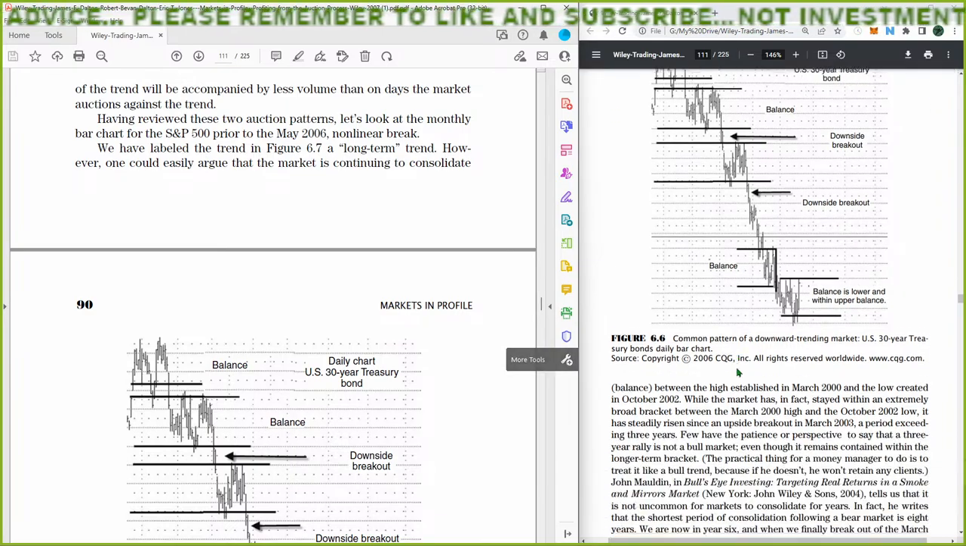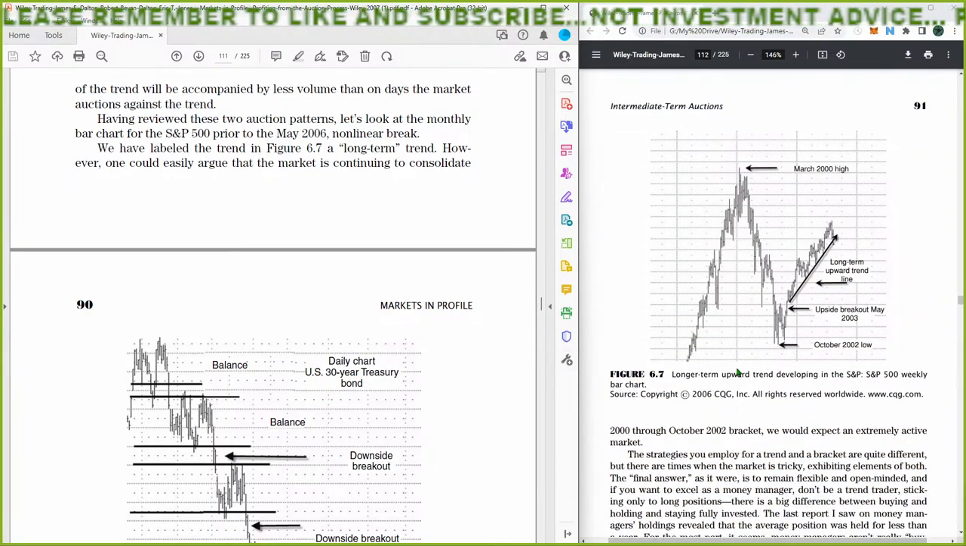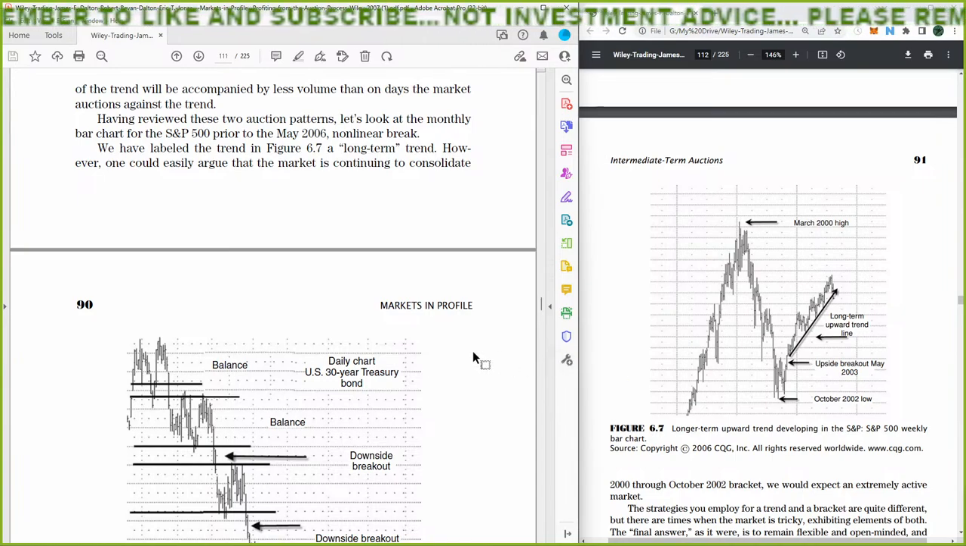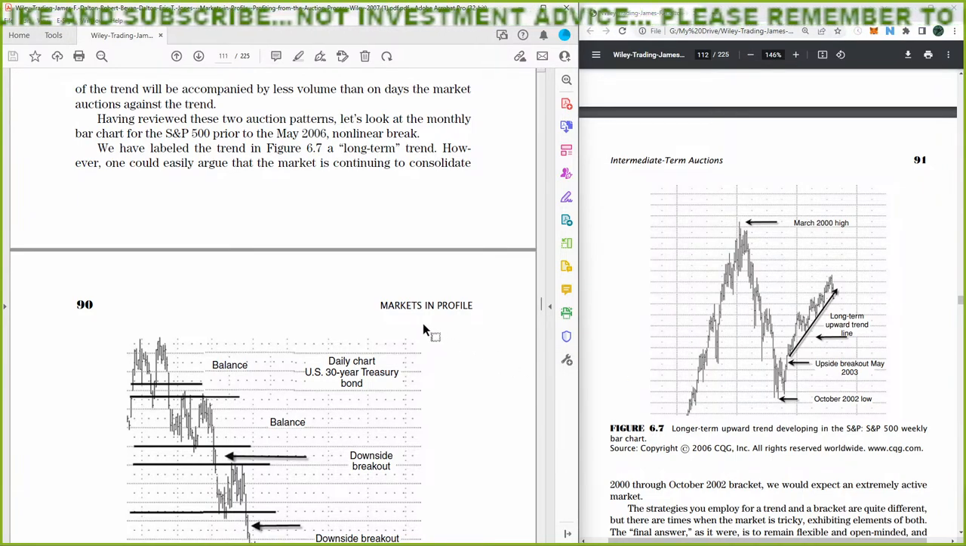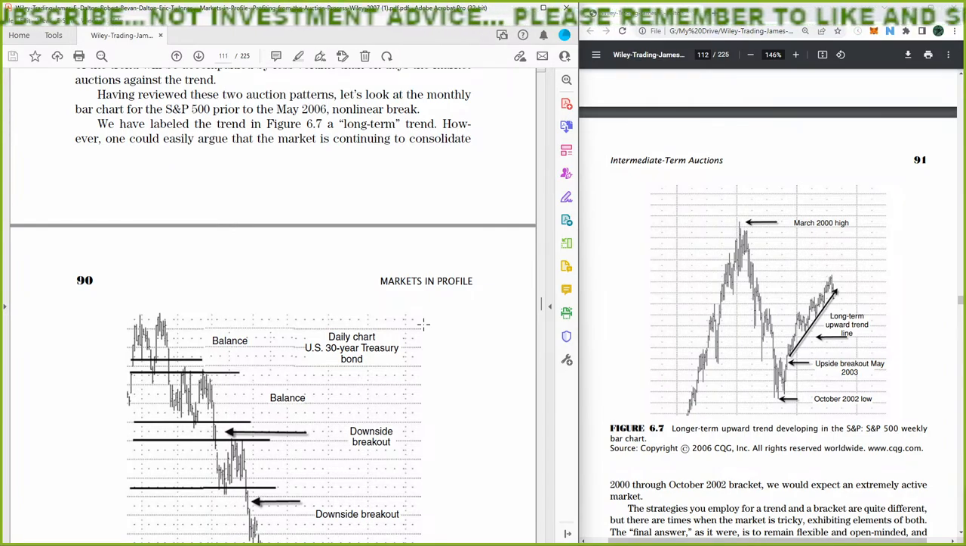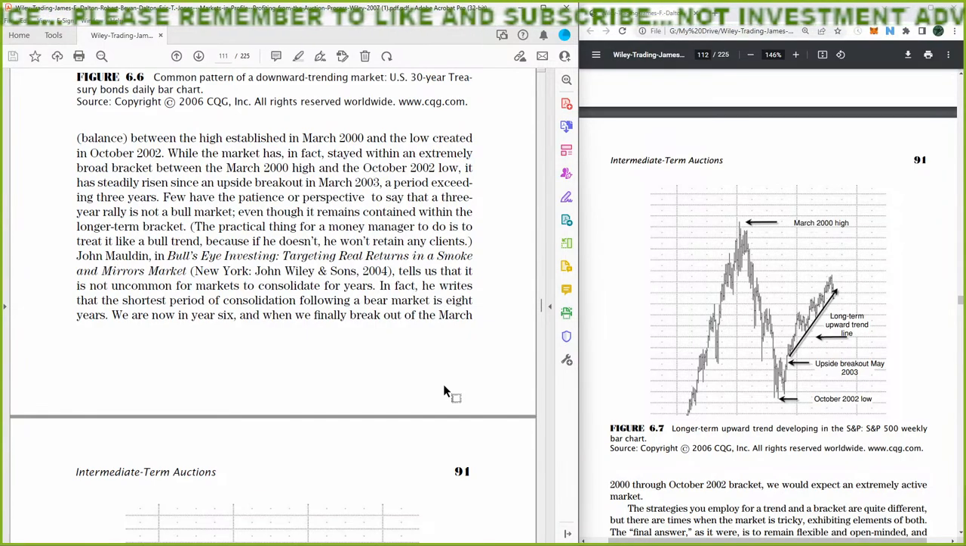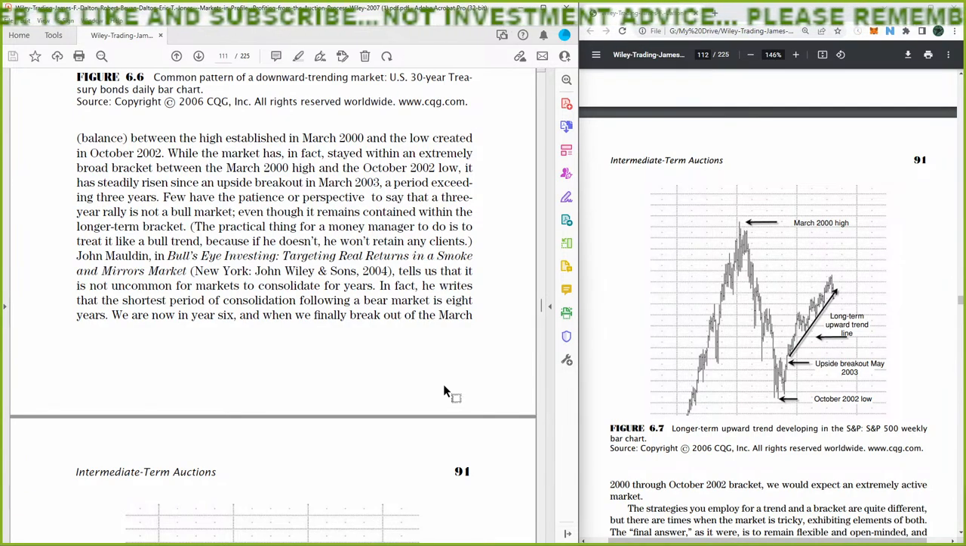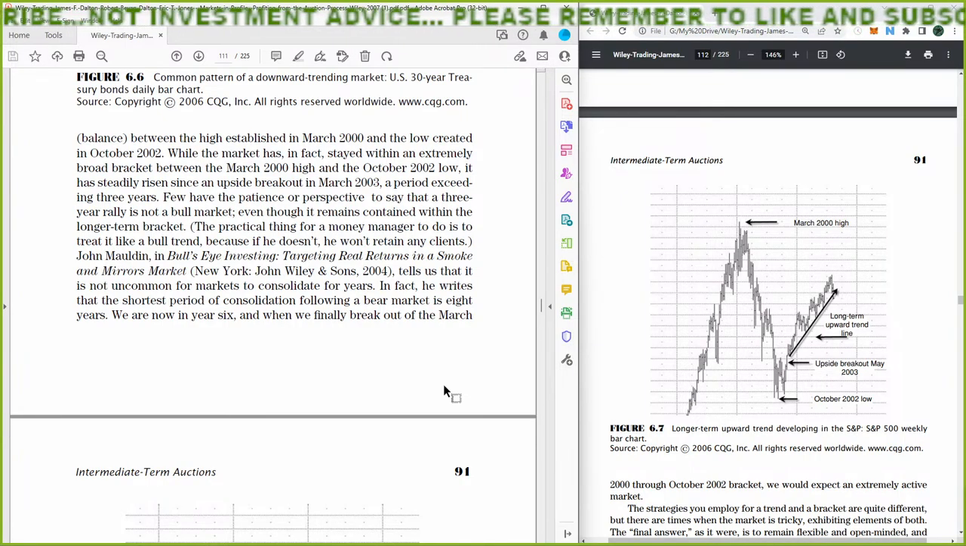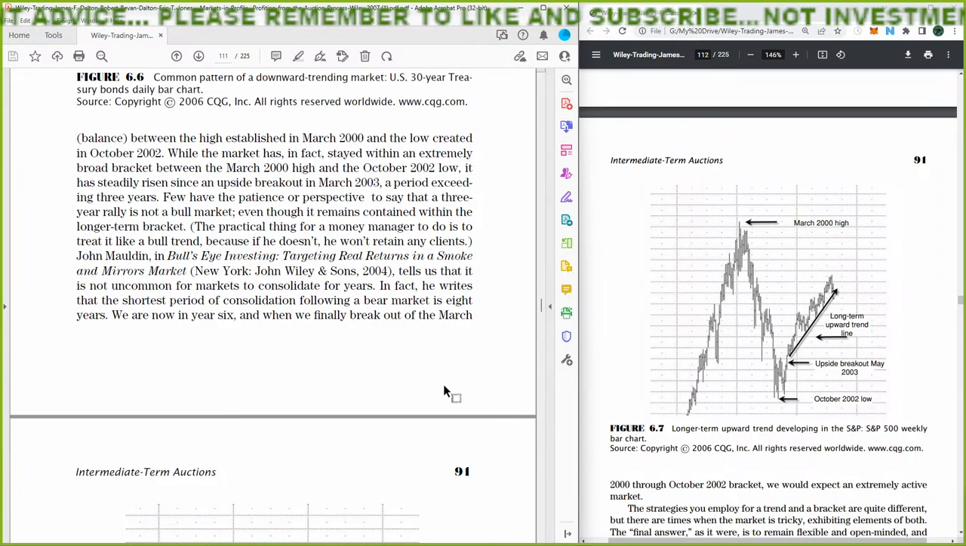Having reviewed these two auction patterns, let's take a look at the monthly bar chart for the S&P 500 prior to the May 2006 nonlinear break. We have labeled the trend in figure 6.7 a long-term trend. However, one could easily argue that the market is continuing to consolidate or balance between the high established in March 2000 and the low created in October 2002. While the market has in fact stayed within an extremely broad bracket between the March 2000 high and October 2002 low, it has steadily risen since an upside breakout in March 2003, a period exceeding 3 years.